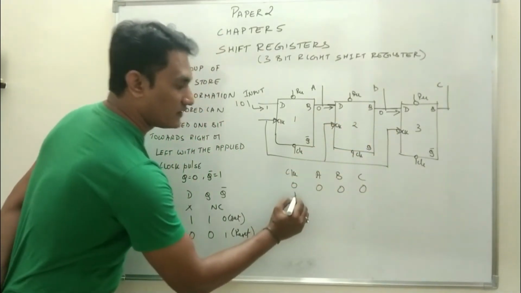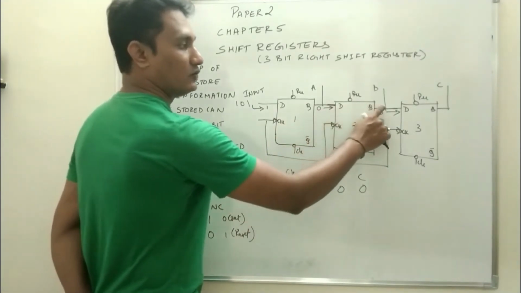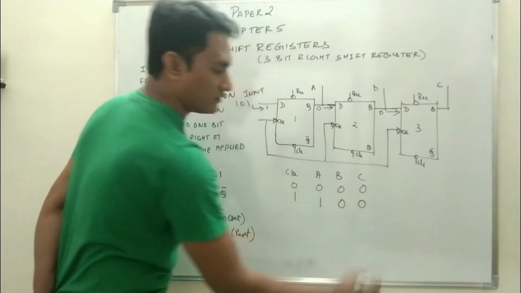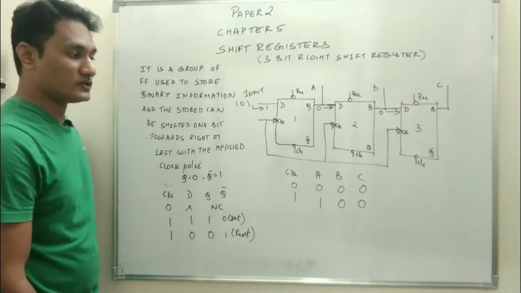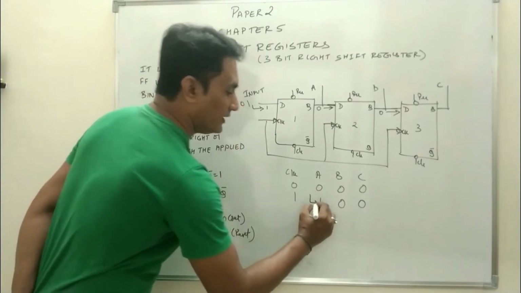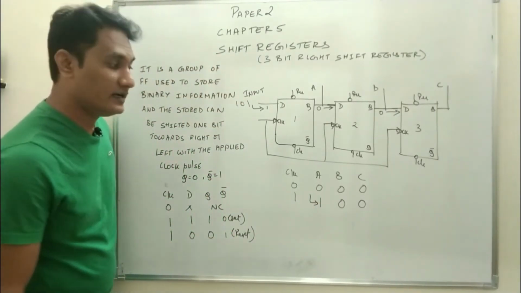So at the end of the first clock pulse, if D is 1, Q will be 1, and if D is 0, Q will be 0. So the state at the end of the first clock pulse is 1 0 0. That means what you can see is the first data has entered into the group of flip-flops. That means it has entered into the register.